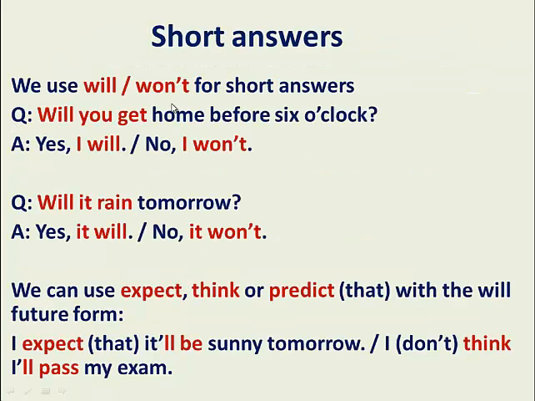We use will or won't in the negative form for short answers. For example, will you get home before 6 o'clock? The answer is, yes, I will, or no, I won't. Here is another example. Will it rain tomorrow? Yes, it will, or no, it won't. We can use expect, think, or predict with the will future form. For example, I expect it will be sunny tomorrow, or I think I'll pass my exam.